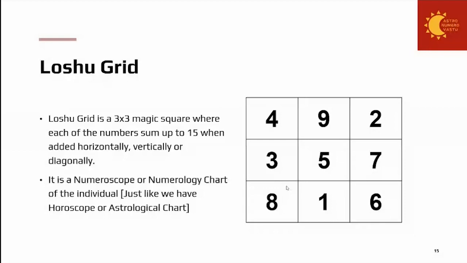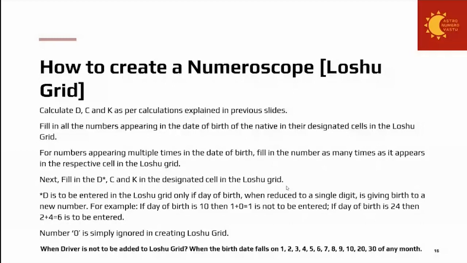If you have to put 5, you will put it at the center only, the center cell. You're not going to put 5 here and there. So you have to ensure that the placeholders where these numbers are to be entered remain fixed. Next, how to create a numeroscope. Now you have learned how the numeroscope looks like. The next step is how to create it based on the date of birth.